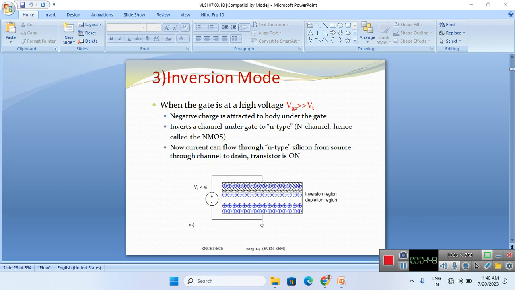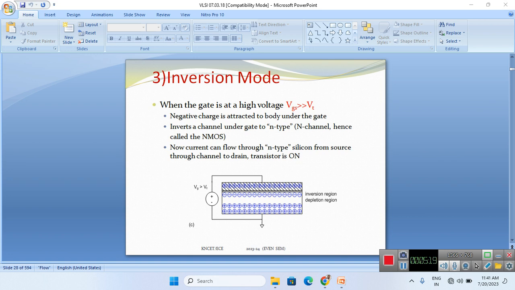And this is the last mode, the most important mode, the inversion mode. In this mode only, the channel is formed. Because of that, we call this a very important mode. The condition for this mode is VGS far greater than VT. We apply a very high potential, that means VGS is greater than VT. Above the threshold voltage, we apply the gate potential. So what will happen in this region?